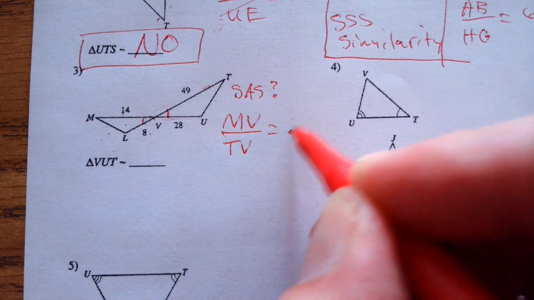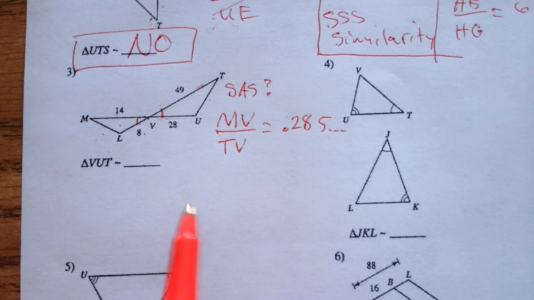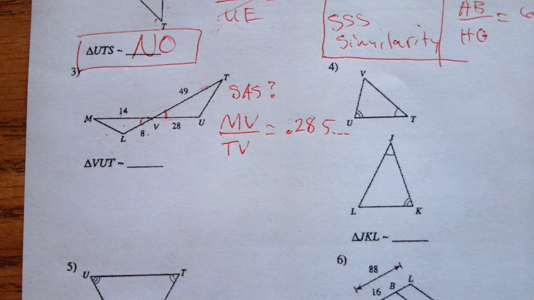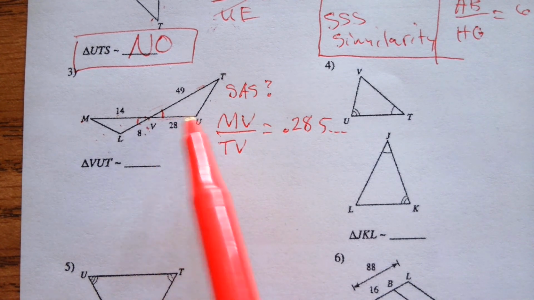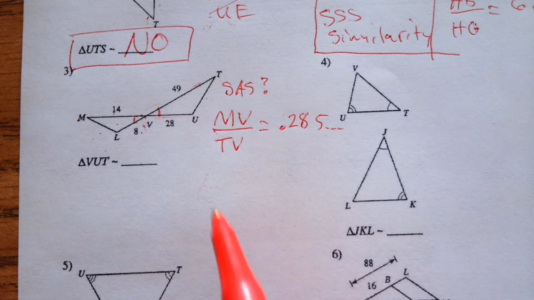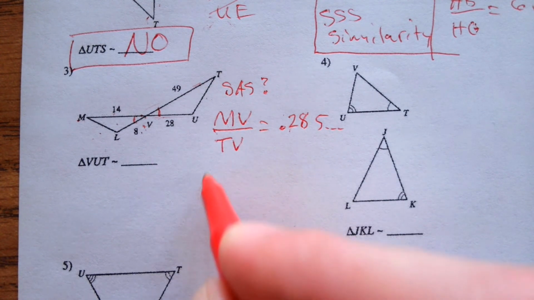That's 0.285 something something something. And then what else could we compare in that same order? So we can compare VU and LV. What do I write here? Not the numbers, the names of the sides. What goes on the top? LV.